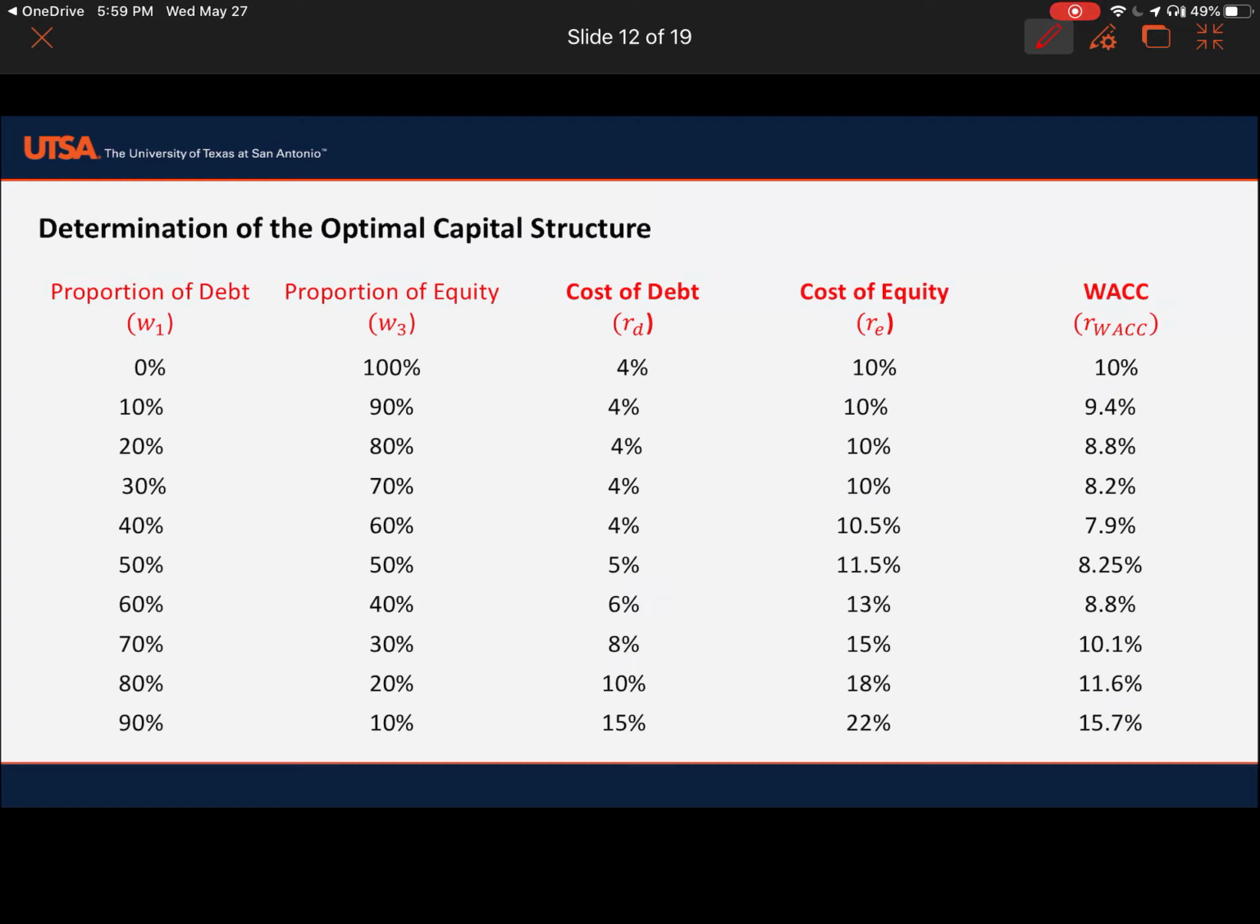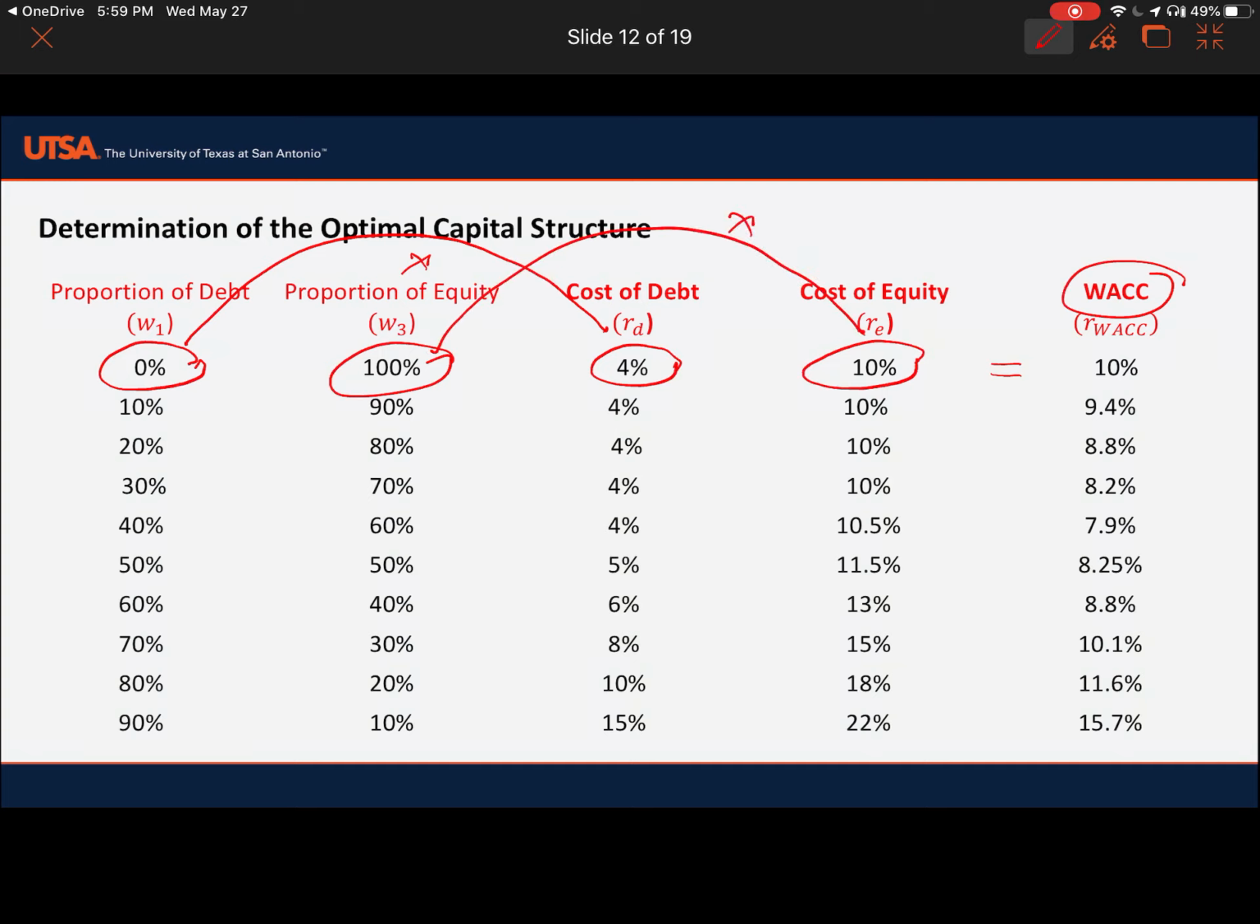As you see, let's say the proportion of debt is 0, the proportion of equity is 100%, the cost of debt is 4%, and the cost of equity is 10%. What is the WACC? What is the weighted average cost of capital? We simply multiply the proportion of debt by the cost of debt, and the proportion of equity by the cost of equity. As the proportion of debt is 0, we don't have any cost from debt. We only multiply the proportion of equity, 100%, by the cost of equity, 10%. So the WACC is 10%.